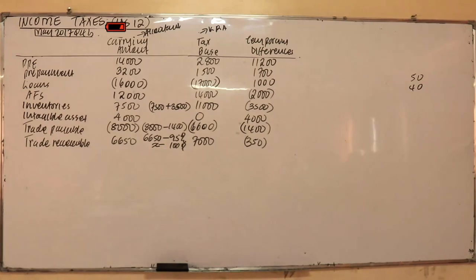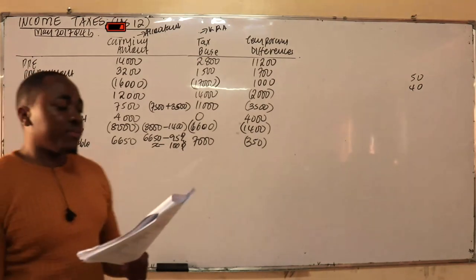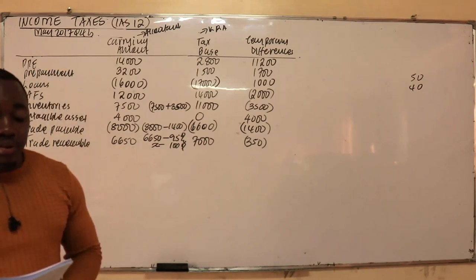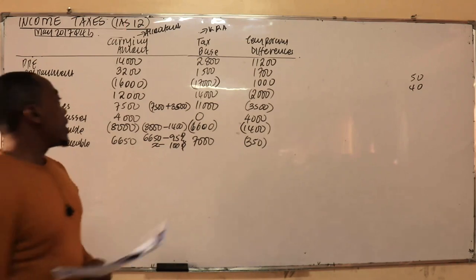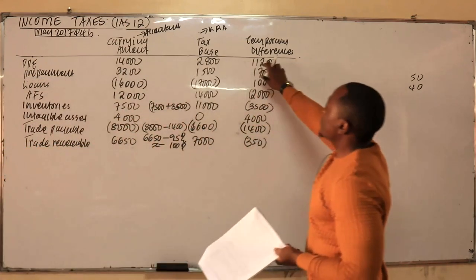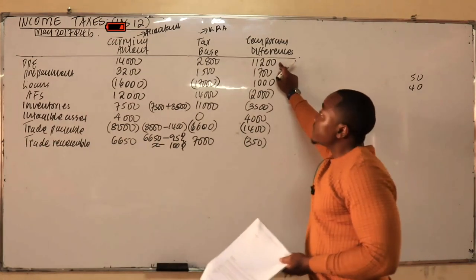Number seven. The building, which is included in property, plant, and equipment, was revalued during the year. The increase in value of 3 million does not affect the tax base. There was a revaluation of the building, which is part of PPE. Now, for PPE, there was a temporary difference in the amount of 11,200.